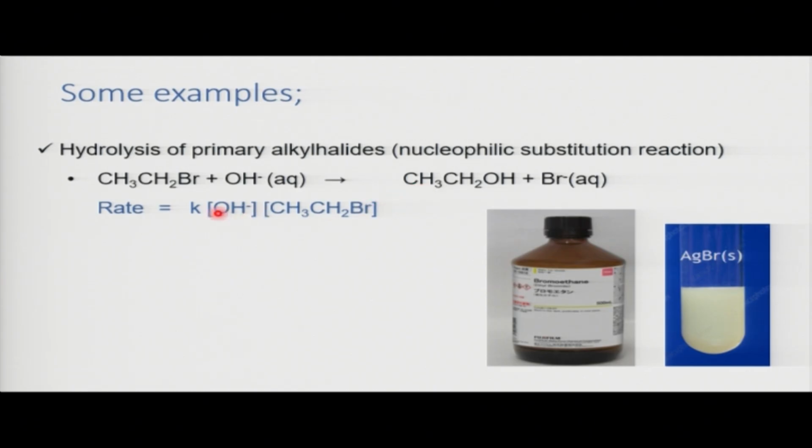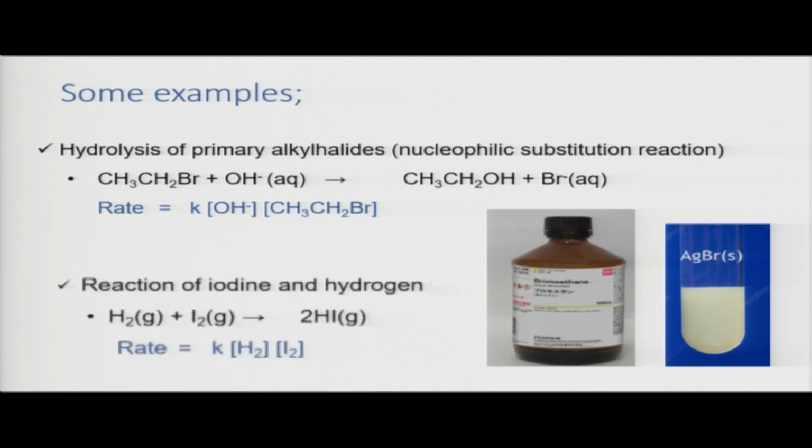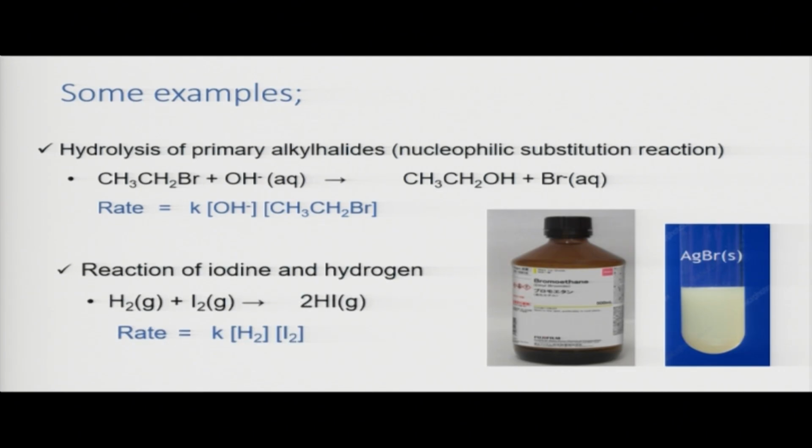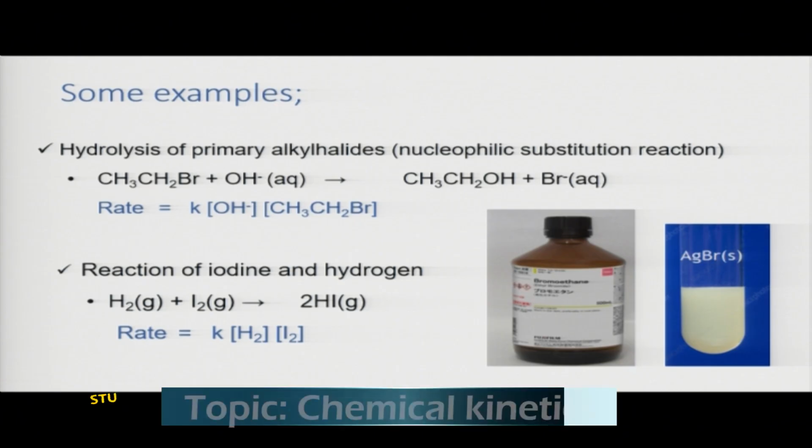So the point is, rate is dependent on both OH and the alkyl halide. So this is a second order, but each reactant has an order of reaction as 1. So the sum becomes 2. Another example is that for iodine and hydrogen, as you can see. So that is the category of this overall second order reaction.